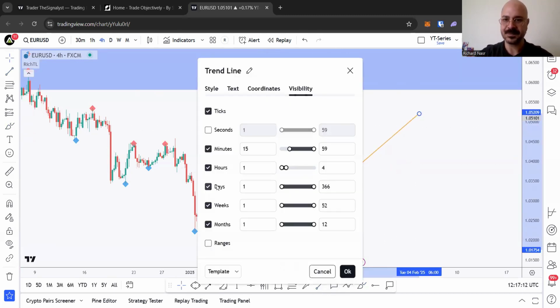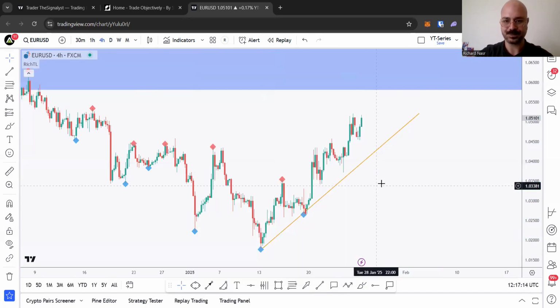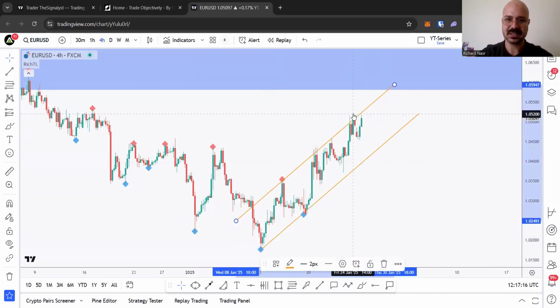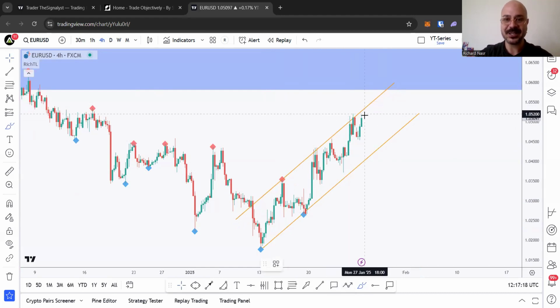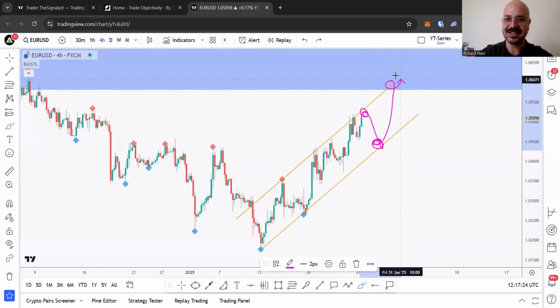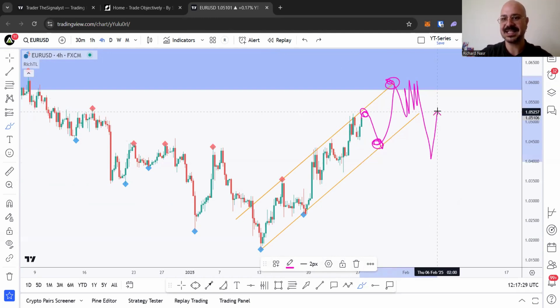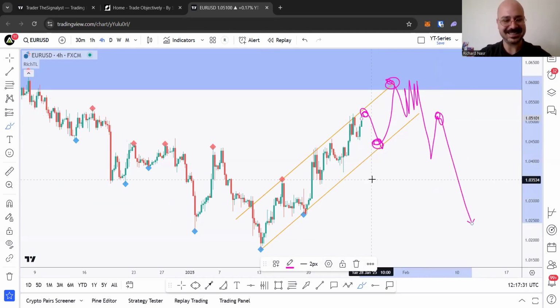Let's make it orange, and here we go. And let's make an offset for it. That's it. And we are currently around the upper bound of it. So price can still reject the upper bound, push lower, look for longs here, push higher, look for shorts here until we break below the channel. In this case, we'll be looking for shorts and so on.